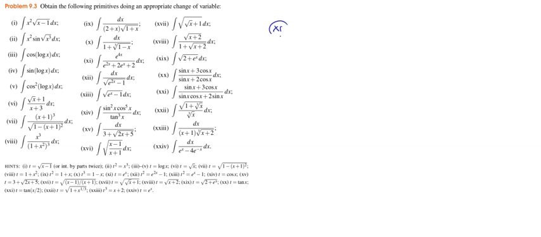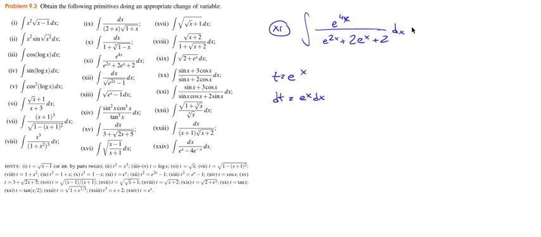Now 11. You have e to the 4x divided by e to the 2x plus 2e to the x plus 2 dx. Now obviously t is e to the x, so this is t to the 4. dt is e to the x dx, so you get e to the 3x times e to the x, so you have t cubed dt divided by t squared plus 2t plus 2, and in case this is relevant for later, this is going to be t plus 1 squared plus 1, right?